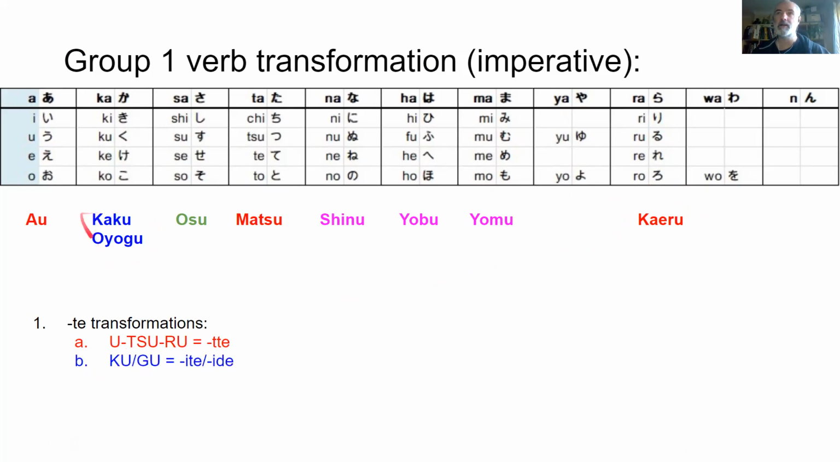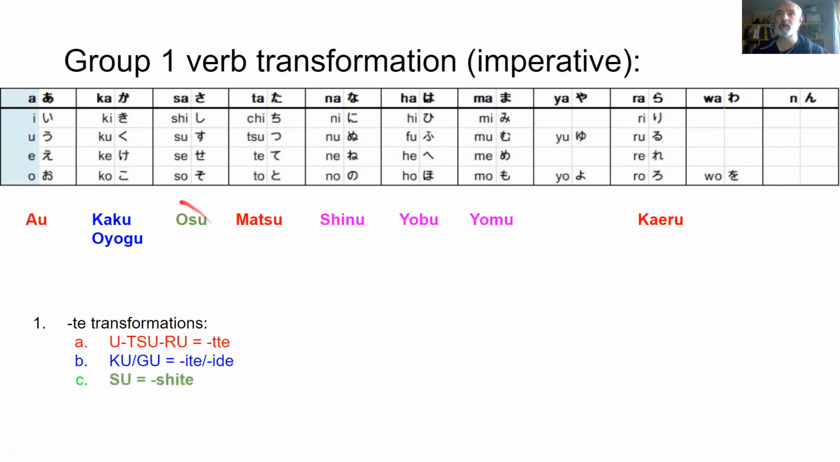This unique column in the blue, the verbs which finish with ku, we remove the ku part, the suffix, and replace it with ite. And for gu, to swim, we replace the suffix gu with ide. So please write would become kaite, and please swim would be oyoide, oyoide.